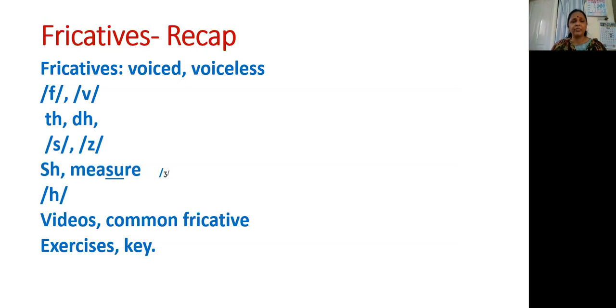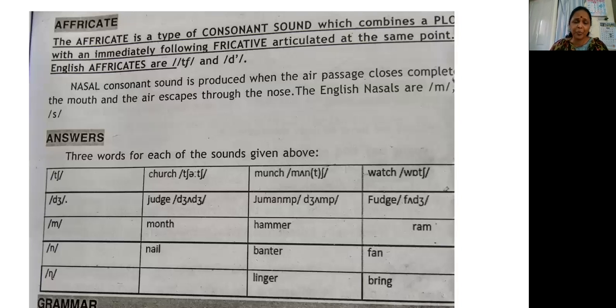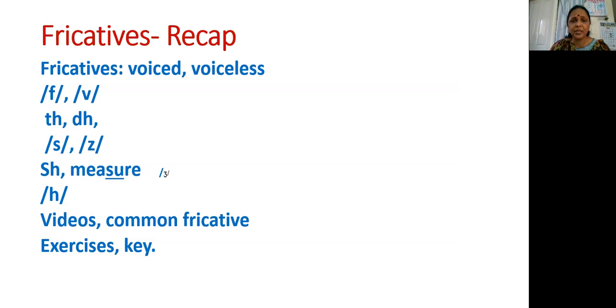So, we were doing nasals, approximants, affricates and nasals. Affricates are two in number, ch and j. Nasals are three, m, n, and eng. We have seen the manner of articulation. We have watched the videos. We have also practiced along with the video. Added to that, we have also done the exercises from the textbook. We have looked at the text and the key also. With this, we come to the end of affricates and nasals. I hope you have liked it.